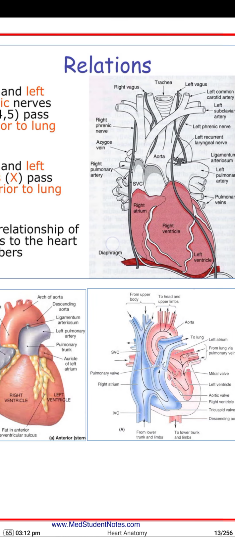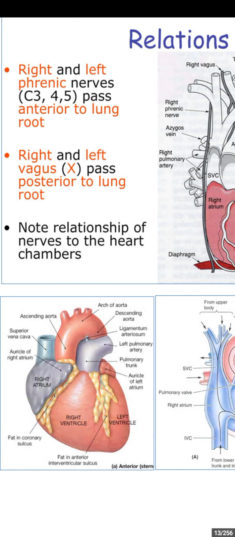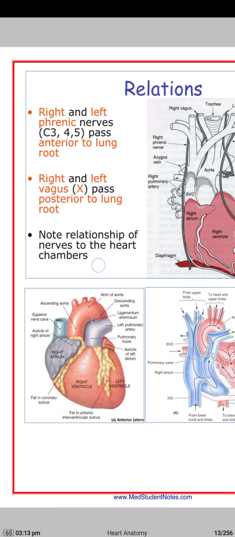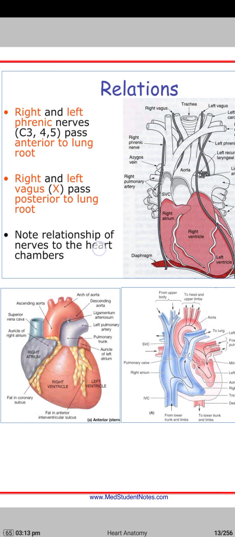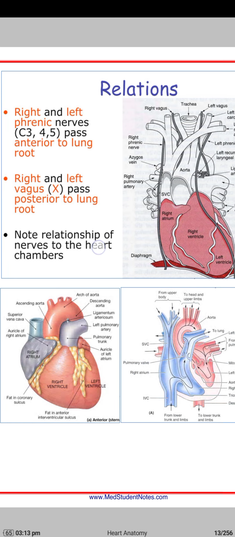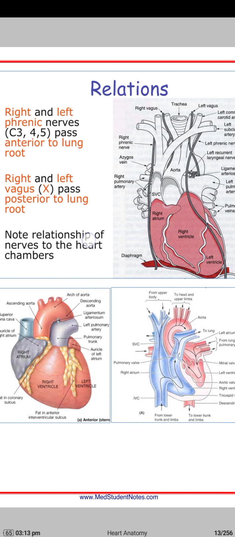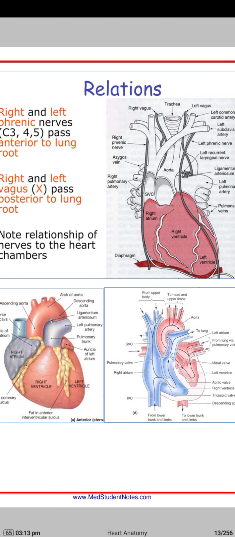So next is the relationship between the left phrenic nerves C3, C4 and C5 passes anterior to lung root. The right and left phrenic nerves C3, C4 and C5 pass anterior to the lung root. So we know about the connection of lung root and right and left phrenic nerves. Phrenic nerves pass through the lung root.